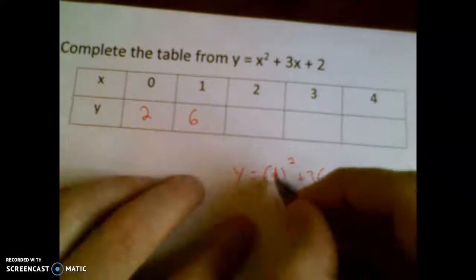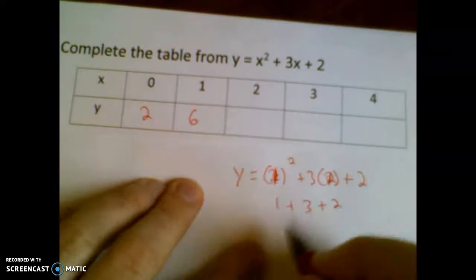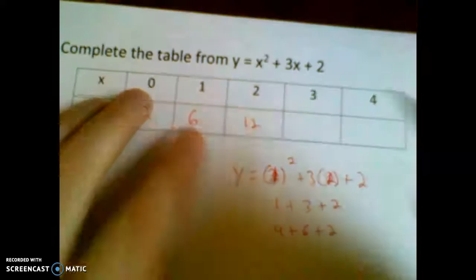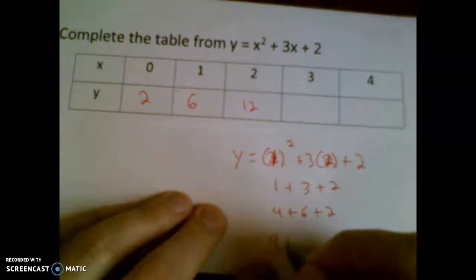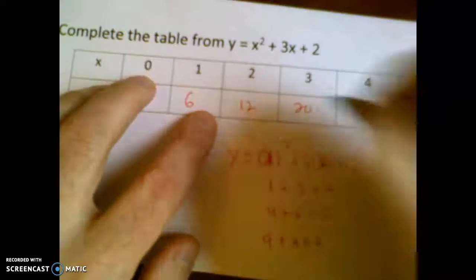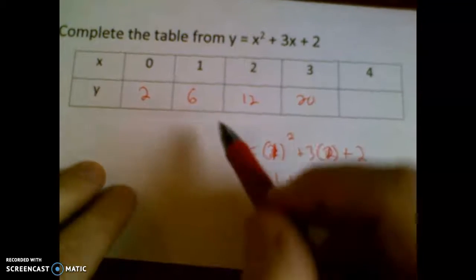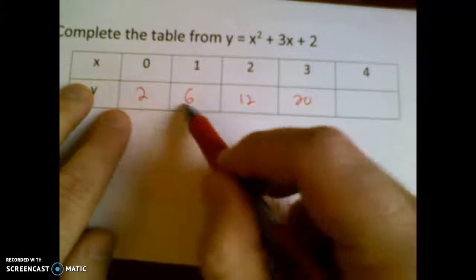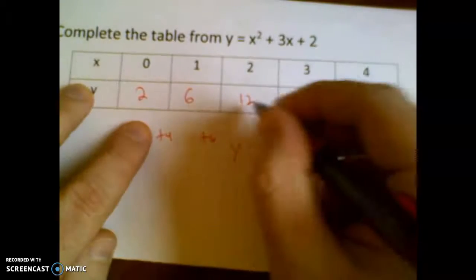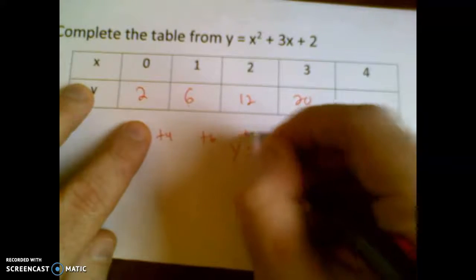If x is 2, you make all of them 2's. So 2 squared is 4, plus 6 plus 2 would be 12. If x is 3, 3 squared is 9, 3 times 3 is 9, plus 2, so that's going to be 20. I'm just going to stop there and look to see if I have a pattern. So the first two, it increases by 4. The next two increases by 6. The next one increases by 8.